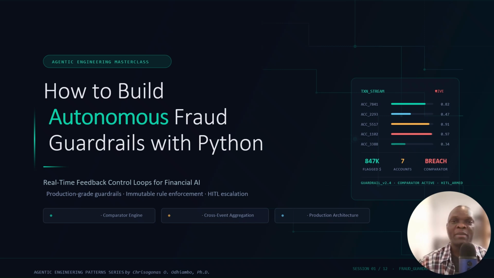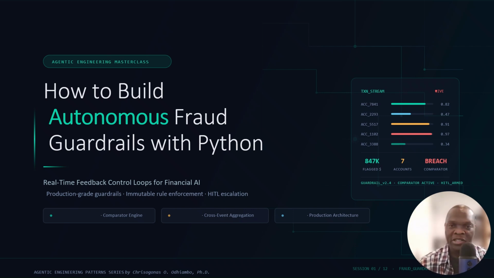Welcome to this masterclass, the capstone entry in our Agentic Engineering Patterns series. Today, we move decisively beyond routing, tool use, and prompt chaining into the architecture of AI systems that are not merely intelligent but reliably correct under adversarial conditions. Specifically, we address one of the most demanding real-world domains for AI deployment, financial fraud detection.